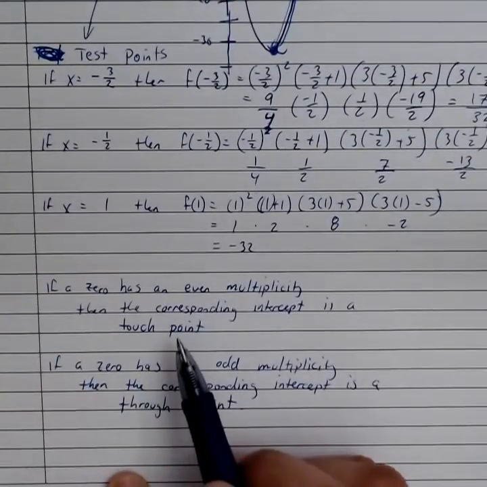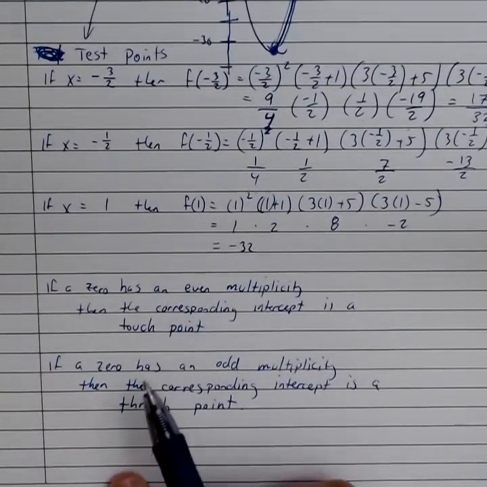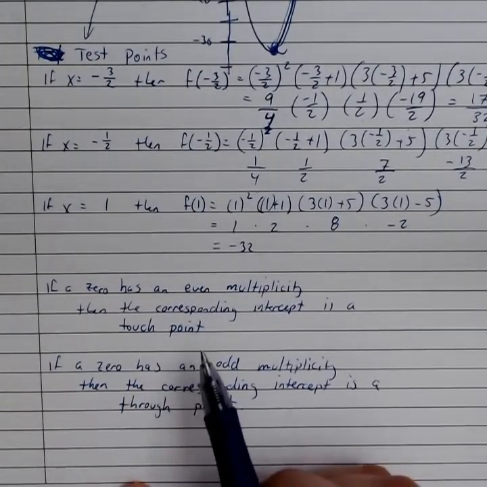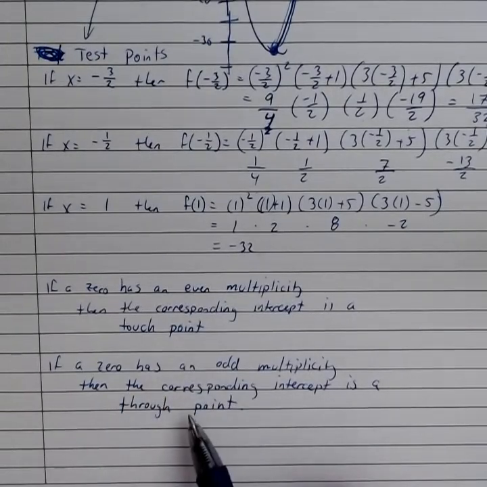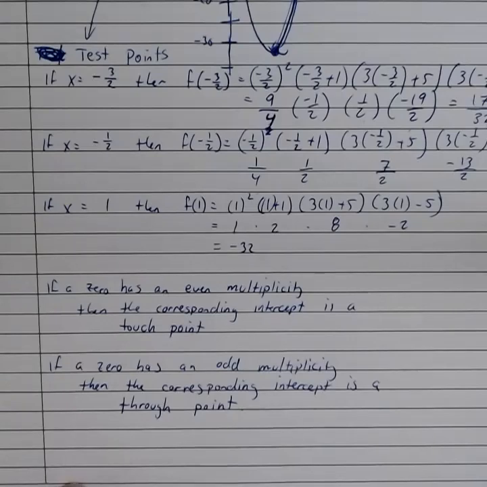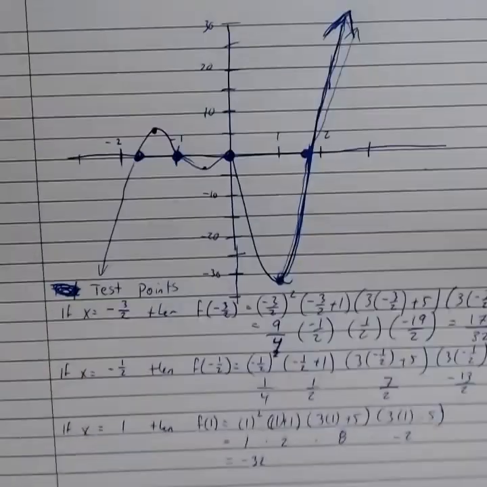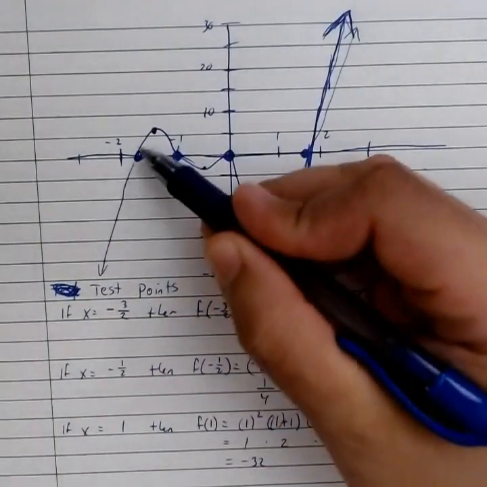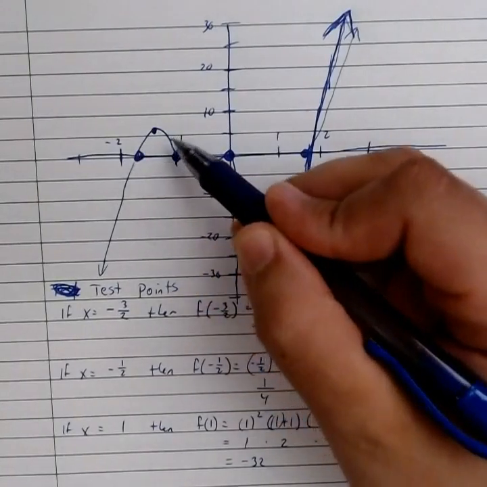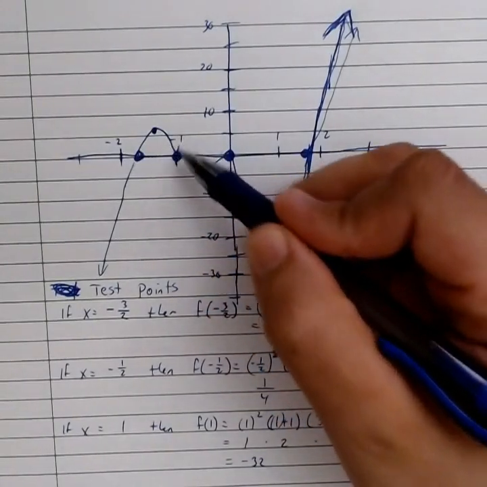A touch point is where the graph basically turns around. It touches the point and then it comes back. A through point, well, it goes through. That's a point where your graph is going to go through. So here, this is a through point because your graph crosses right through. This is a through point because your graph crosses right through.